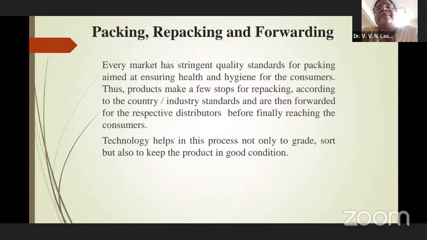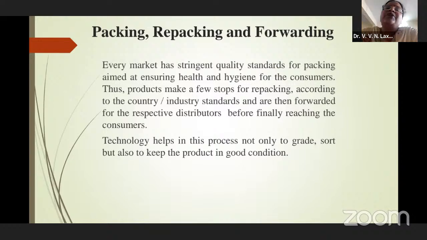Many a times it may be made compulsory for the products to be repacked according to the country, and if required, according to the market also, industry standards and the markets before they are distributed further. These are done at the dealers level or distribution level also. And technology is taken for help, not only to grade and sort, but to keep the product in good condition. For example, a cold chain network is provided if the products are perishable.